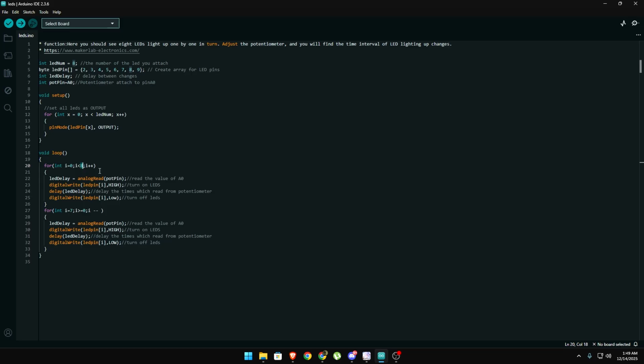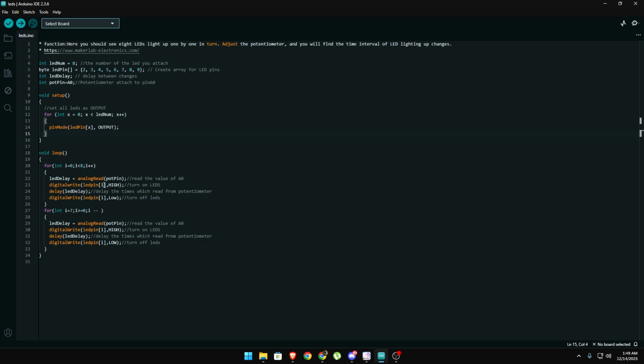what you input into the potentiometer is the value it reads. Here, digitalWrite ledPin i HIGH, this is where the output is determined. The i is lent to the x, where we input the potentiometer.